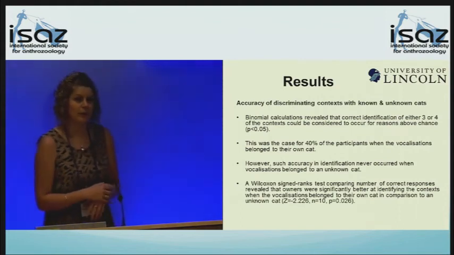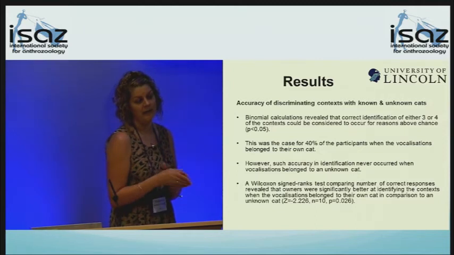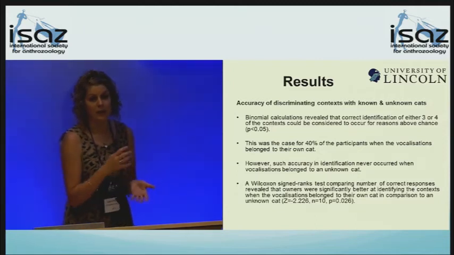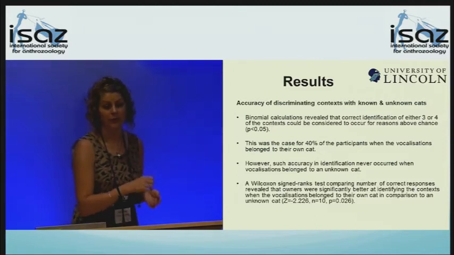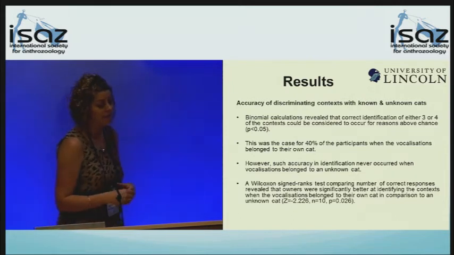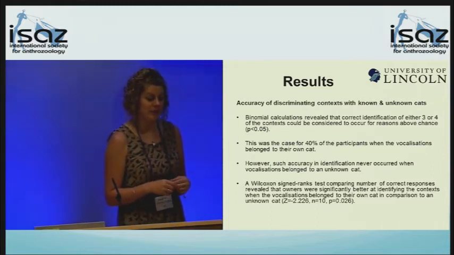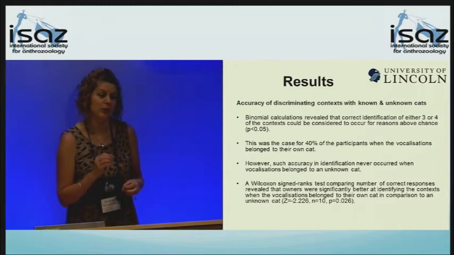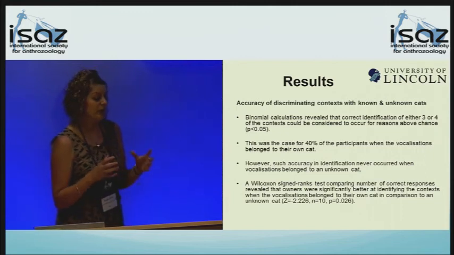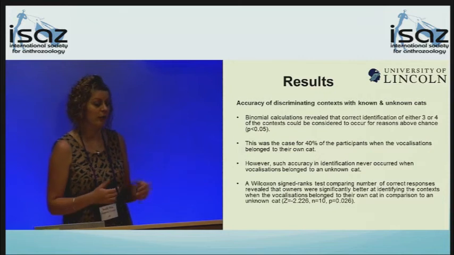Well, what did we find? They had 4 different contexts that they could get correct. Binomial distribution showed that if they got 3 or 4 of those, then they were performing above chance, so we could take that as a significant result. This was the case for 40% of the participants when the vocalization belonged to their own cat. So actually 40% of those people got 100% right. They got all of their contexts.